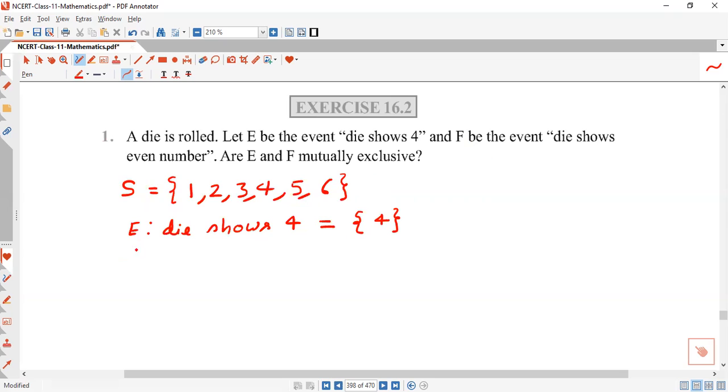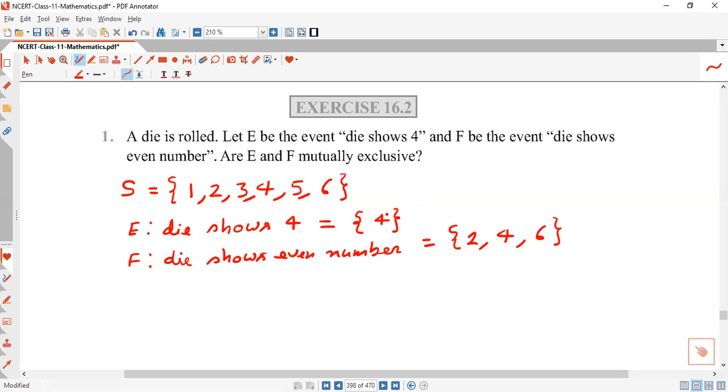And F is another event. We say die shows even number. Means we have even numbers. You say 1, 2, 3, 4, 5, 6. 2 is an even number, 4 and 6. So we have these three elements that are even.